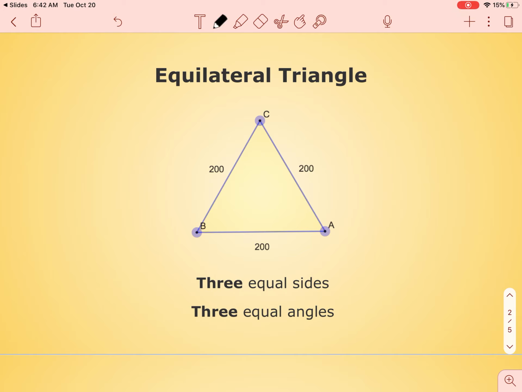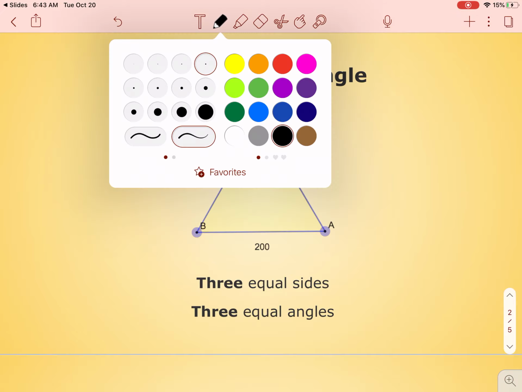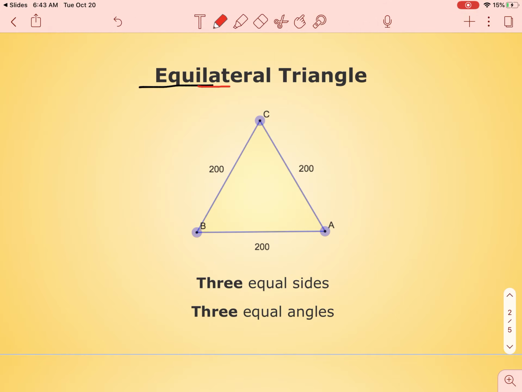And what do you notice about this word equilateral? Are there any parts of this word that you recognize? How about this part? What part is that? What does that part of the word mean? Equa means the same. Equal means the same. This part of the word here, the second part of the word, lateral, means line or side. So the name of this triangle literally means equal sides.